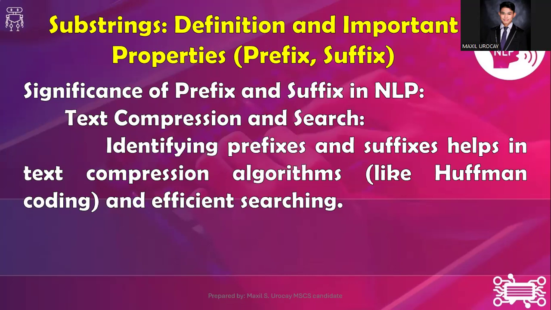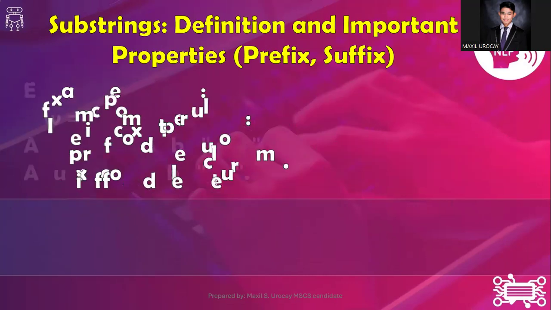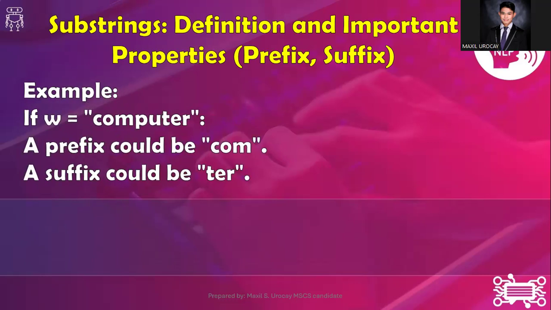It will recognize that these affixes enhance the efficiency of the search algorithm by improving the pattern matching. It will help quickly to locate words or substrings with shared prefixes or suffixes. So this reduces the computational complexity and speeds up both compression and search operations. So for example, we have the word computer: prefix could be com, and suffix could be ter. It's actually just an example. Now let's move on.